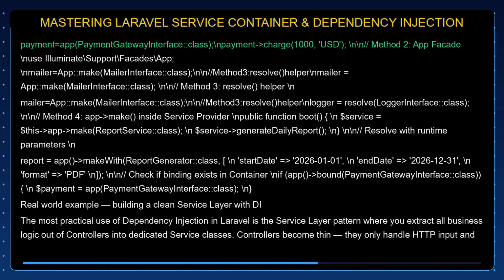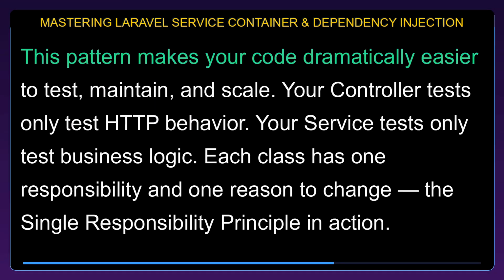Real world example. Building a clean service layer. The most practical use of dependency injection in Laravel is the service layer pattern, where you extract all business logic out of controllers into dedicated service classes. Controllers become thin. They only handle HTTP input and output. All business logic lives in services that are injected via the container. This pattern makes your code dramatically easier to test, maintain, and scale.